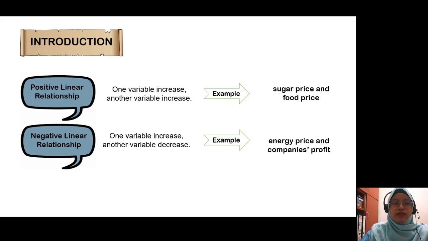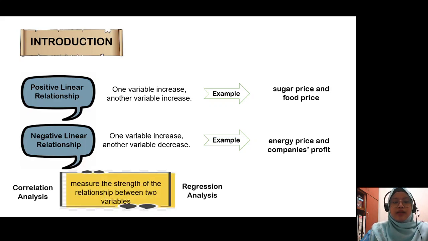That is a positive linear relationship and negative linear relationship. Okay, so our chapter 3 is divided into two parts. The first part is correlation analysis. What is the function, or what is the meaning, of correlation analysis? Correlation analysis means to measure the strength of the relationship between two variables. So we have to find the strength of your variables x and y.